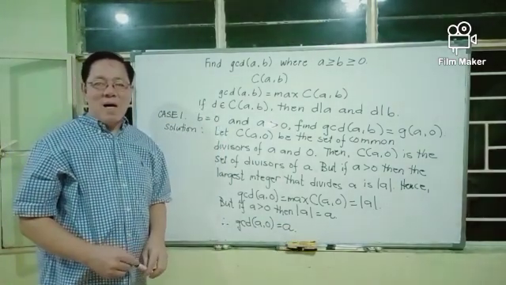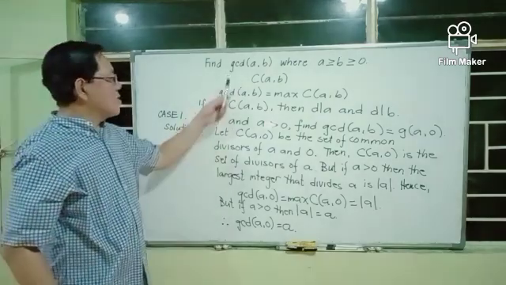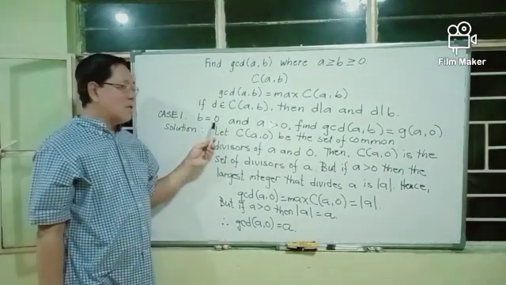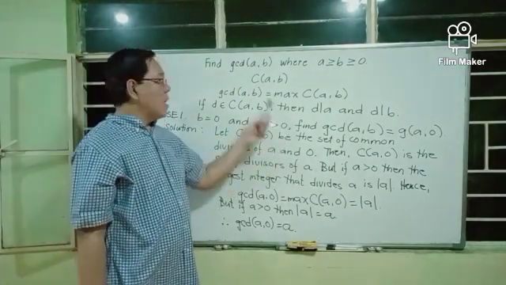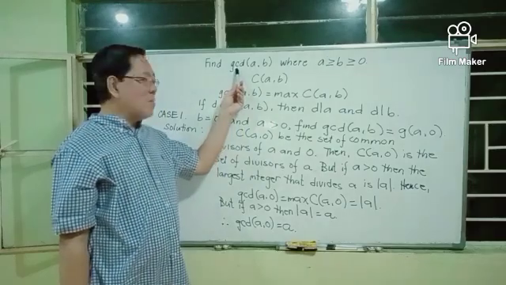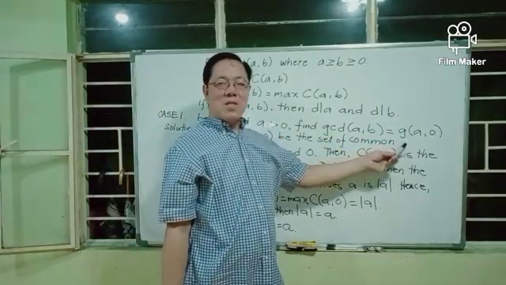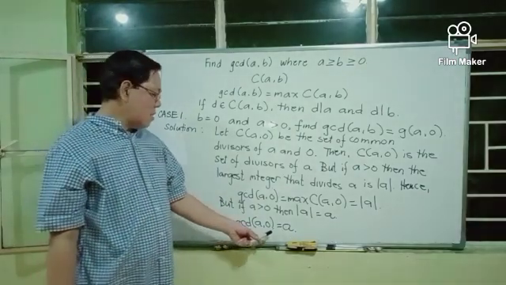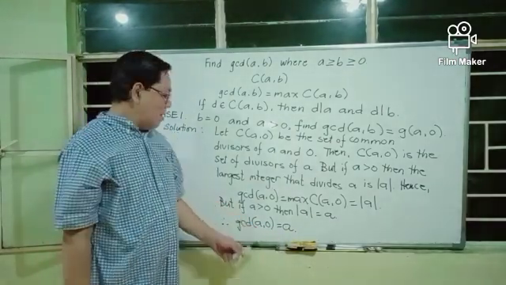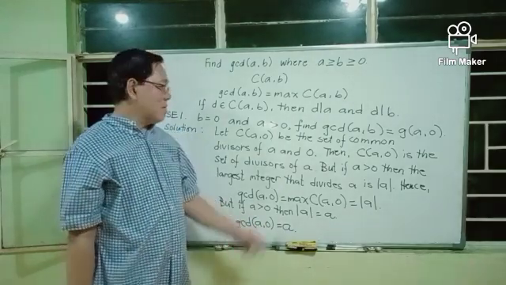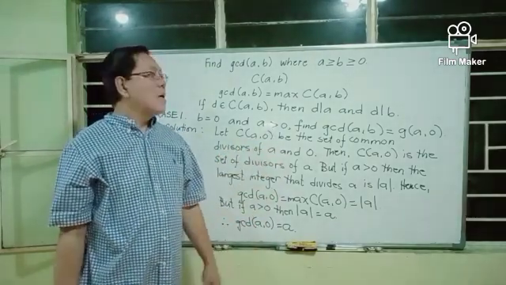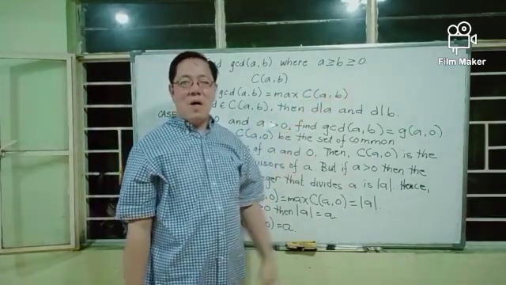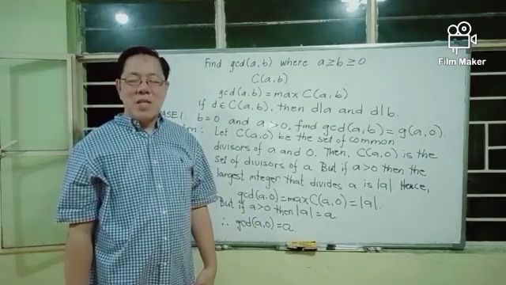Hence, we have found the greatest common divisor of A and B for the case where B equals 0 and A is greater than 0. And this greatest common divisor of A and B simplifies to the greatest common divisor of A and 0. And the greatest common divisor of A and 0 we have shown is equal to A, if A is greater than 0. And A should be greater than 0 by this requirement of the Euclidean algorithm.